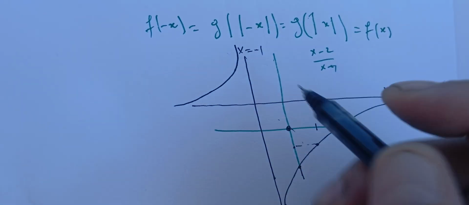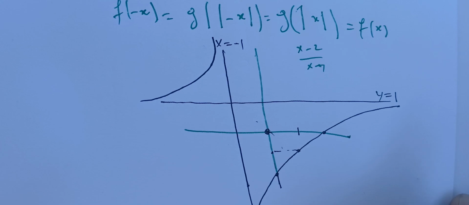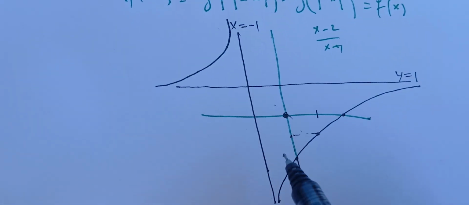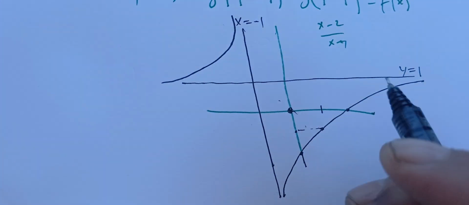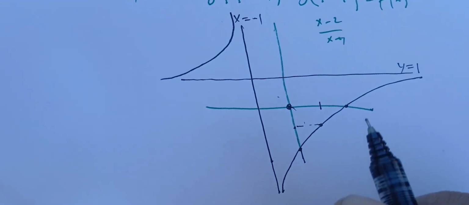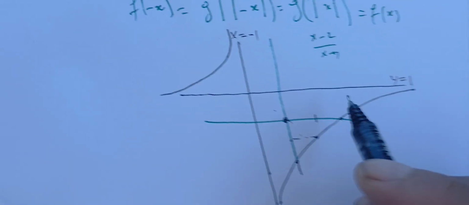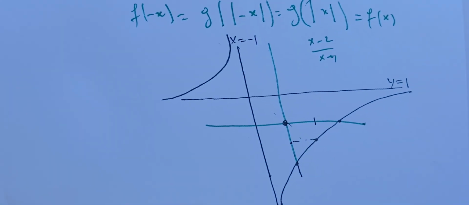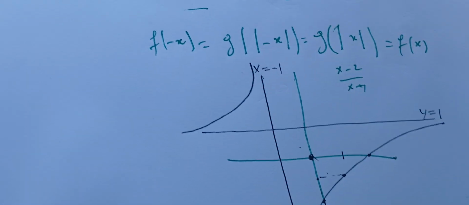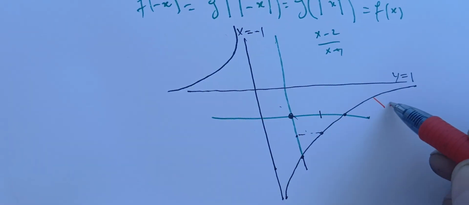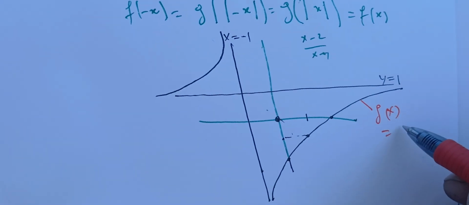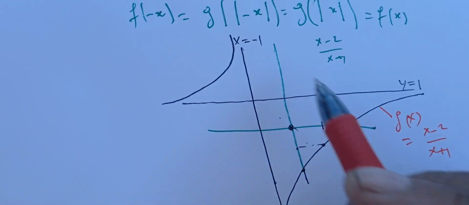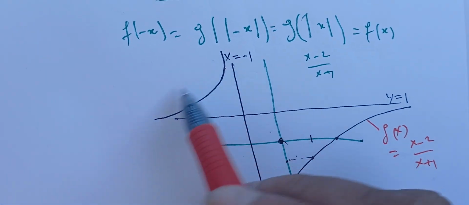It's going to be symmetric. It's almost the same. It's not exactly the same, but you need a calculator to make it look alike. So what interests me is that this is my g of x. This is the graph of g of x, which is (x - 2) over (x + 1). So it's this part plus this part, union this part here.